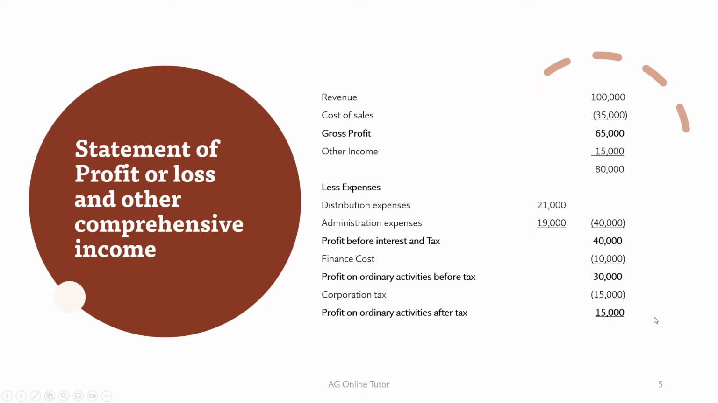Now let's look at the format of the statement of profit or loss. Basically, we will have the revenue. Then from revenue, we have to deduct the cost of sales. Here, the cost of sales will not provide the detailed amount, but the summary. Then you will arrive at the gross profit.